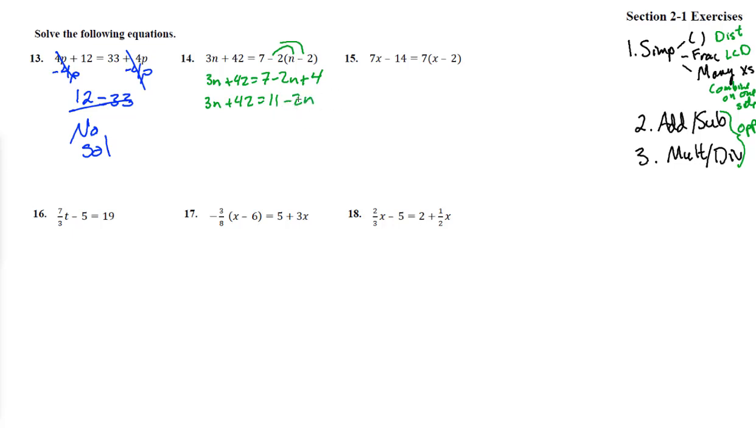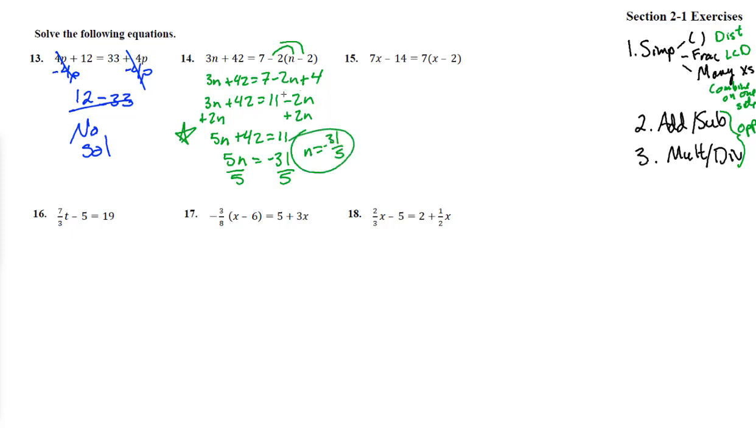We've got to combine them all on one side, which means we have to get rid of either the negative 2n or the 3n. We can pick. Let's get rid of this guy with a plus 2n on both sides, and we're left with 5n plus 42 equals 11. Look at this. We have now gotten through the simplify step. So we subtract. So we get 5n equals negative 31. Subtracting 42 from both sides, and now dividing by 5, we get n equals negative 31 fifths.